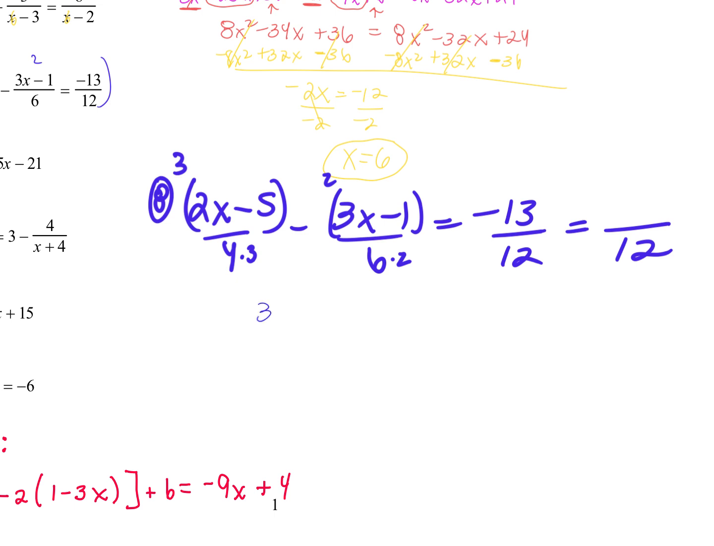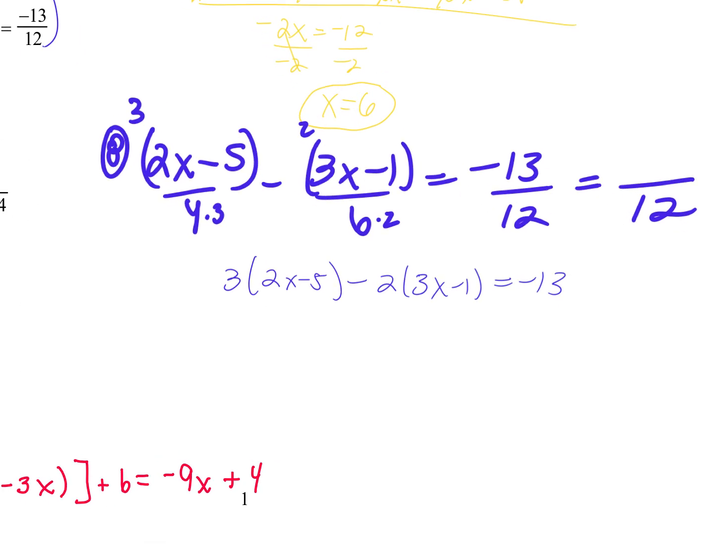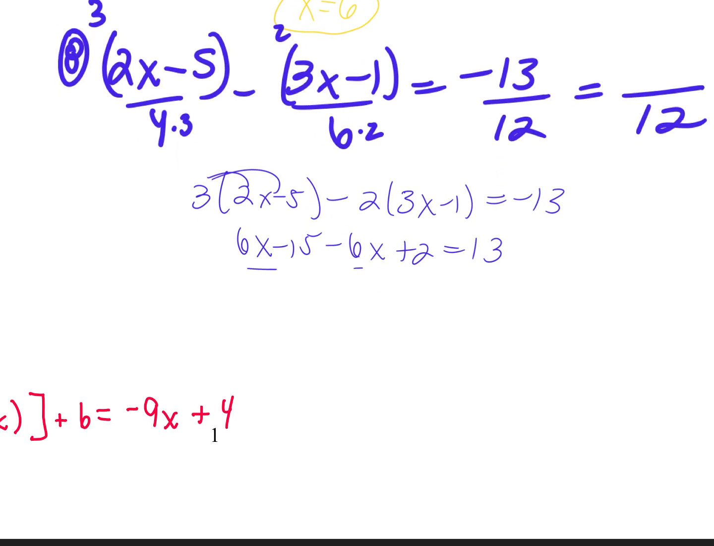So we have now just created a little linear equation. 3 times (2x minus 5) minus 2 times (3x minus 1) equals negative 13. So we're going to distribute: 6x minus 15 minus 6x, negative 2 and negative 1 is plus 2, equals negative 13. So combine like terms. 6x minus 6x cancels. Negative 15 plus 2. I forgot my negative there. Negative 15 plus 2 gives me negative 13. So negative 13 equals negative 13.